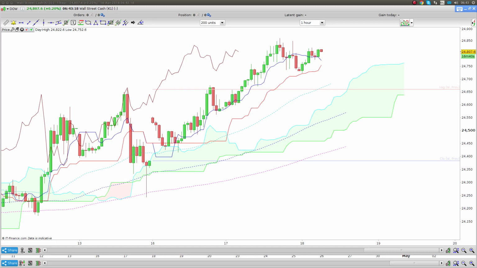Hello everybody. So I want to share a simple strategy with you called the open range breakout strategy.